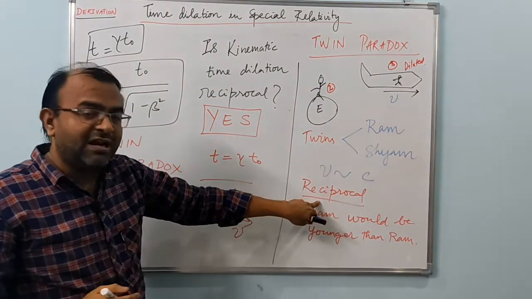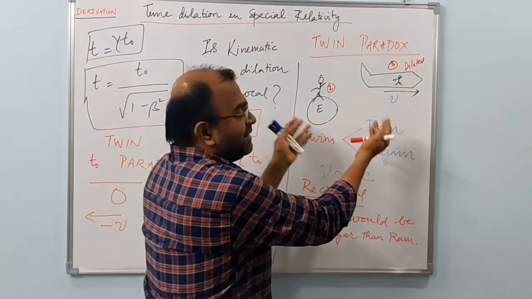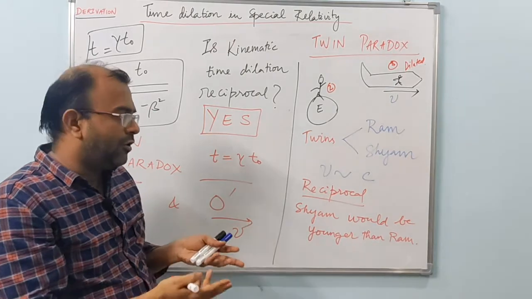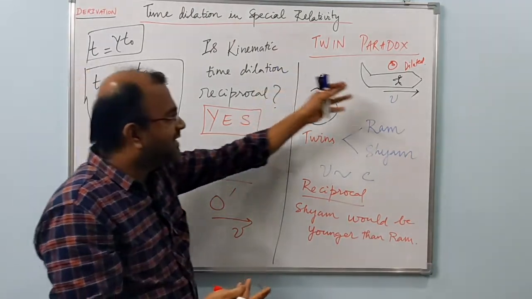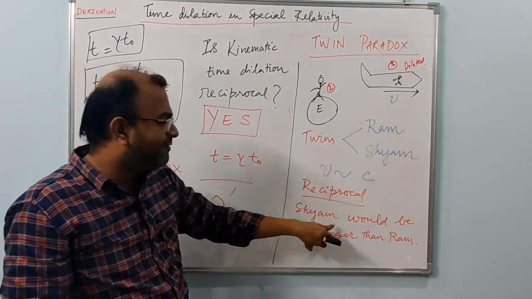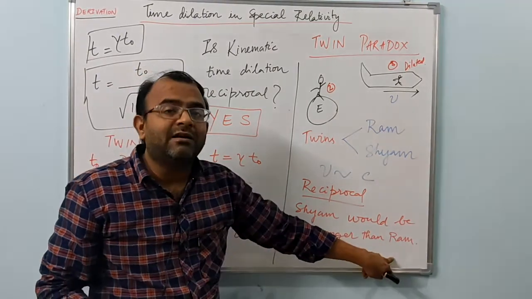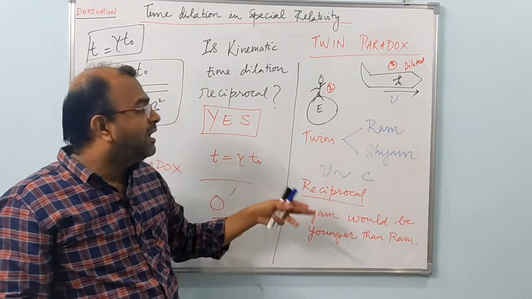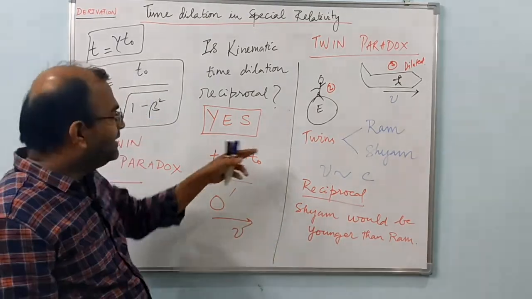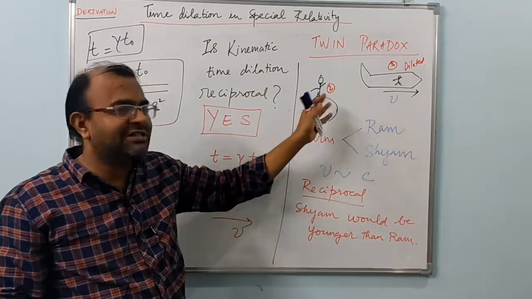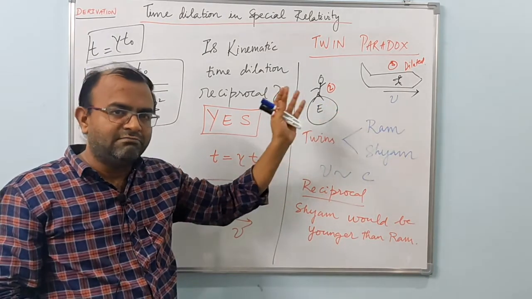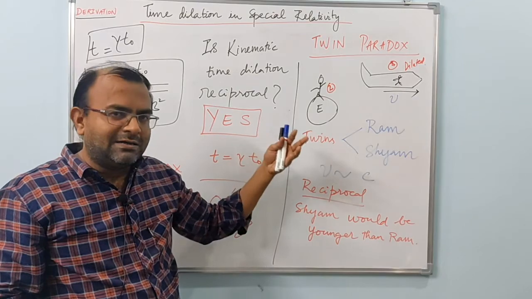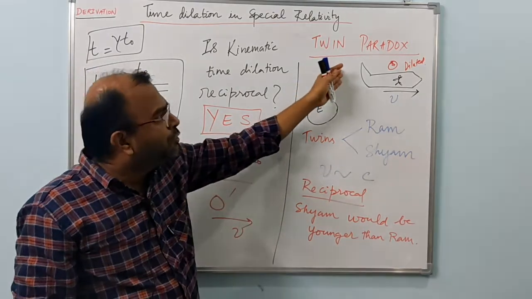We know that time dilation is reciprocal, so we would expect that both should have aged equally according to each other, but that's not the case. When such a thing happens, definitely you would find Shyam to be younger than Ram. We know that it is reciprocal, but still this is happening, and there are reasons for that, which cannot be answered with just special relativistic ideas. We need to understand a bit of general relativity to solve this paradox.